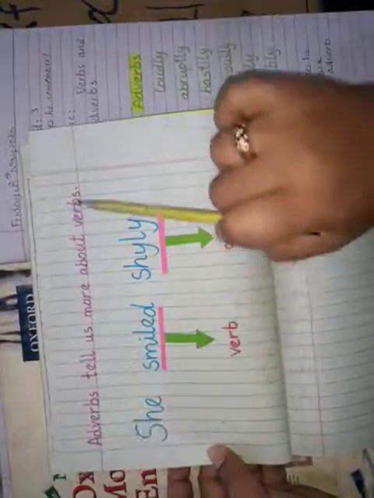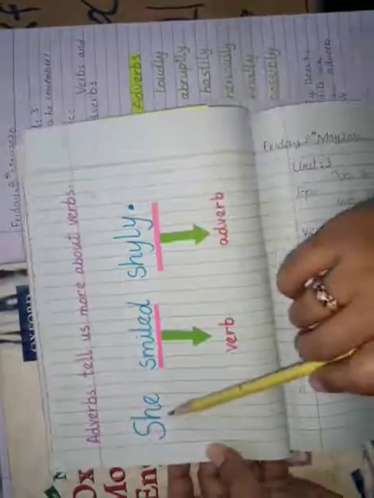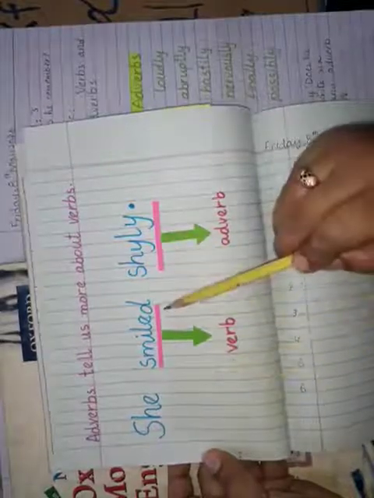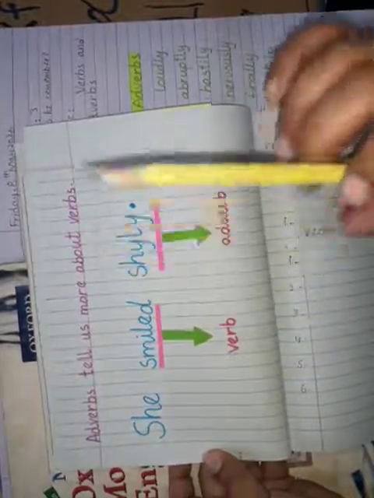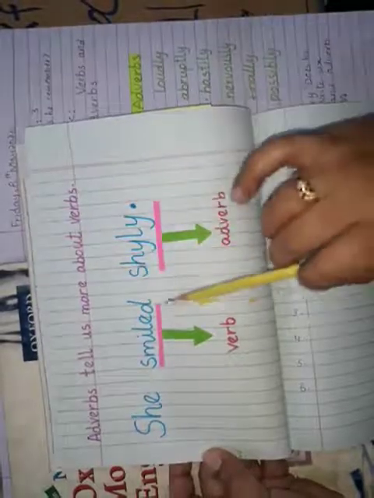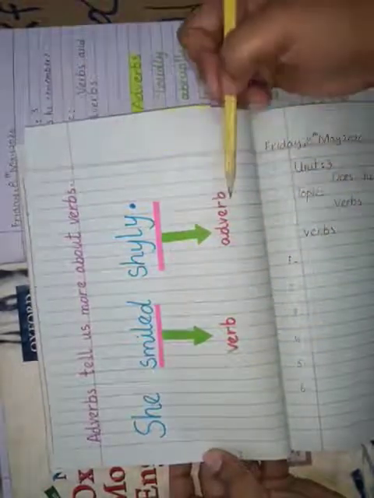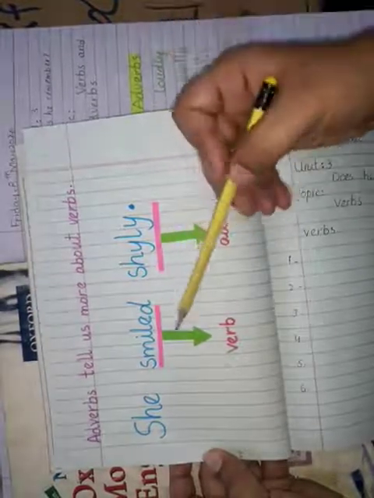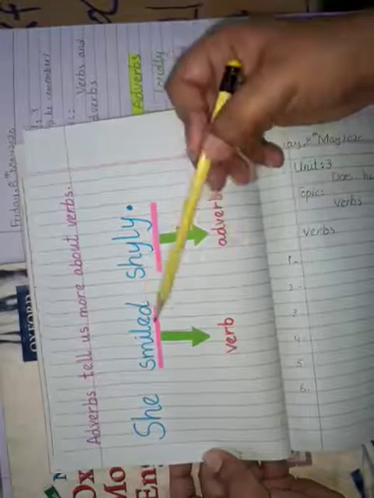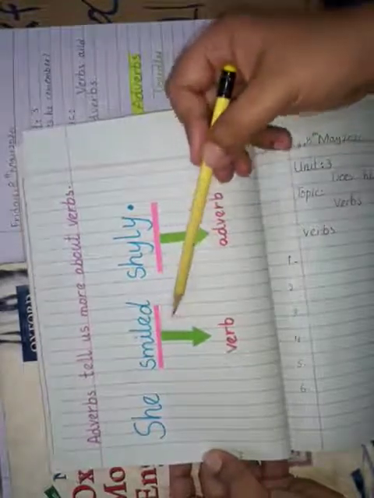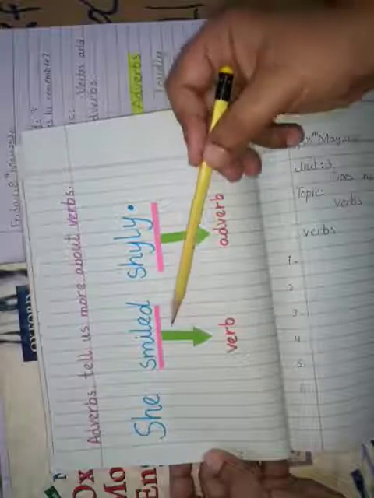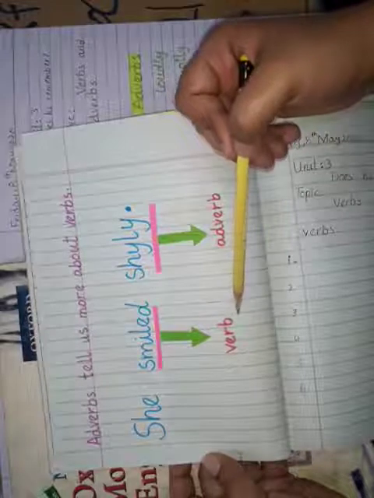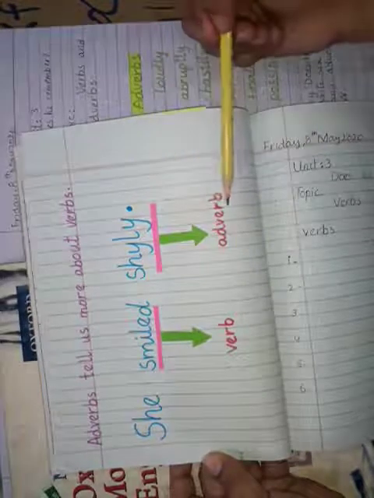First of all, you will write this definition of adverb. Then you will write a sentence. She smiled shyly. Smiled. What is the verb? Always first identify the verb, then mark the adverb, because adverb always modifies a verb. So first of all you have to point out the verb. First of all you have to mark the verb, then come to adverb. Smiled is the verb, so let's write this here, and shyly adverb.